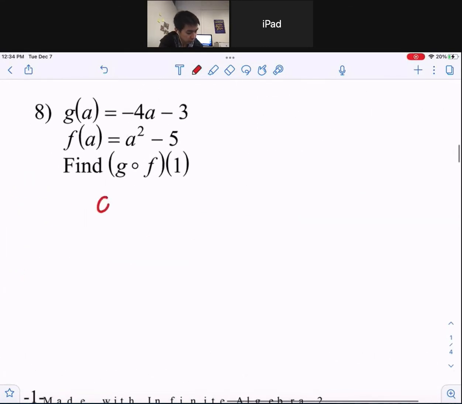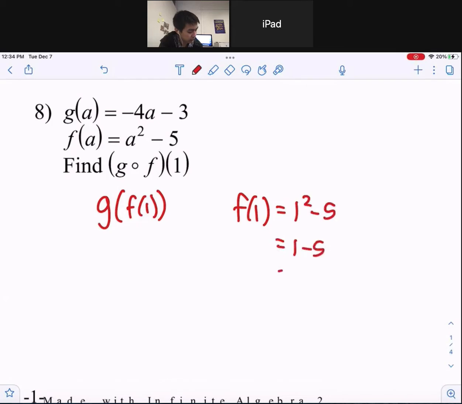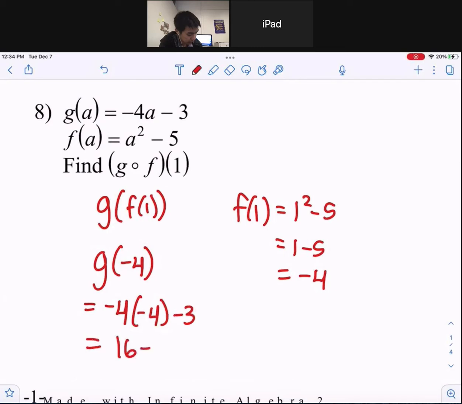Number 8, g of f of 1. So let's find f of 1. Plug in 1 into this function. 1 squared minus 5, 1 minus 5, negative 4. So we know f of 1 is negative 4. Now plug in negative 4 into your g function. Negative 4 times negative 4 minus 3. 16 minus 3, 13.